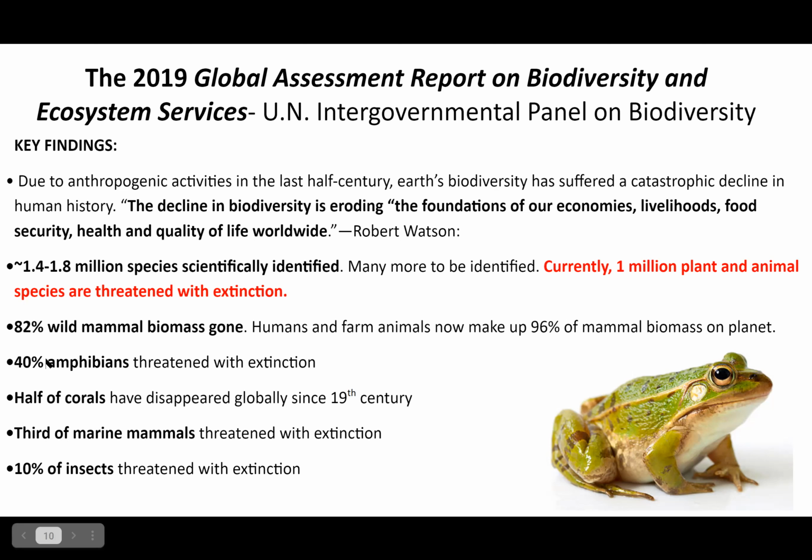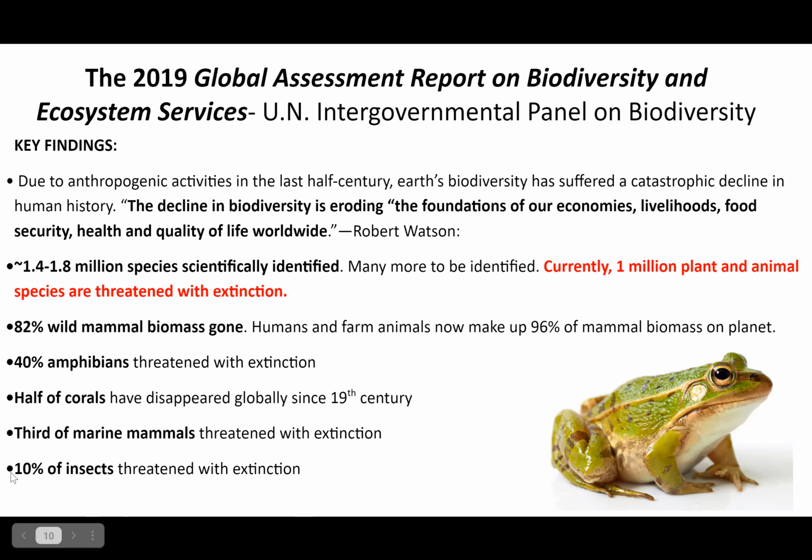Globally, we know half of corals have disappeared since the 19th century. And as I alluded to in the water section, corals support huge amounts of fish biomass, which provides a huge food source for about 2/7 of the world's population, so about 1/3 of the population on the planet. About a third of our marine mammals are threatened with extinction. I showed you the vaquita, I showed you the manatee. There's many, many more species out there that are threatened with extinction.